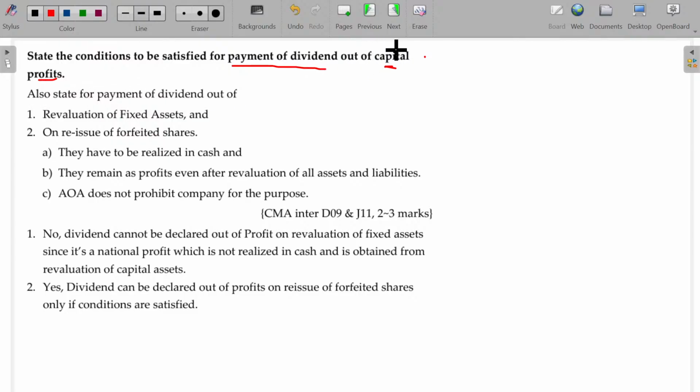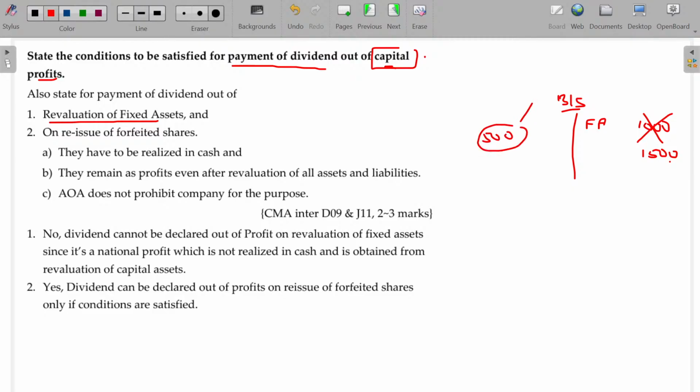So usually capital profits cannot be used, especially revaluation of fixed assets. In your balance sheet, fixed assets are rupees 1000, and you restate this as 1500 today because of the revaluation. That 500 rupees is now considered for the dividend payment. Is it possible? No. Then automatically everybody will cheat. All the assets available in the balance sheet are inflated to a higher value, stating that huge profit we earned and I am going to distribute the dividend to shareholders.